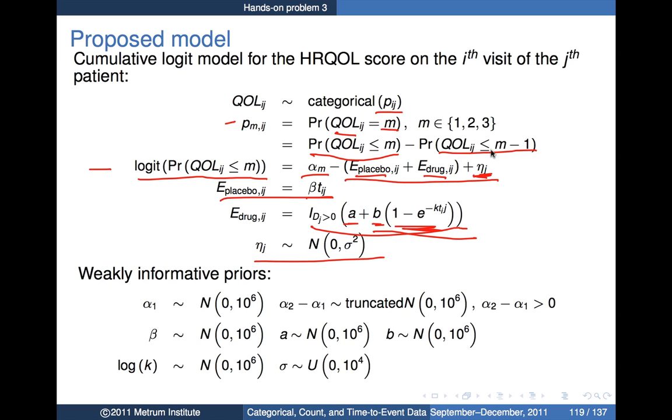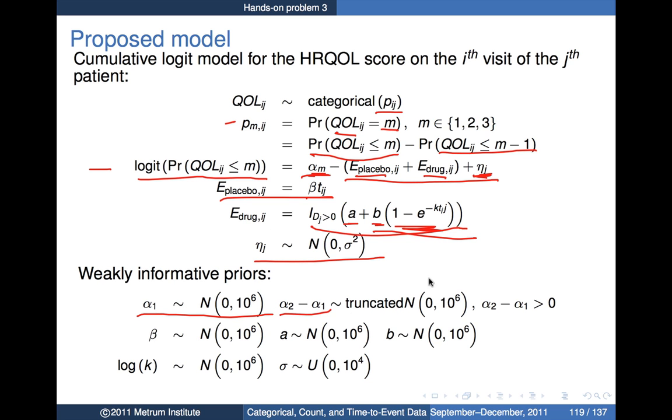Now there's certain things that need to be true. In particular, we have to put an order constraint on these alpha terms. So we need alpha 2 to be greater than alpha 1 in particular. The way it's set up here is for alpha 1, I put just a fairly flat prior covering the whole real line, and in fact alpha 1, at least in theory, could be anywhere on the real line.